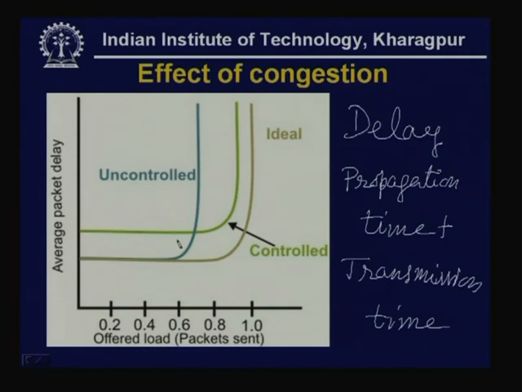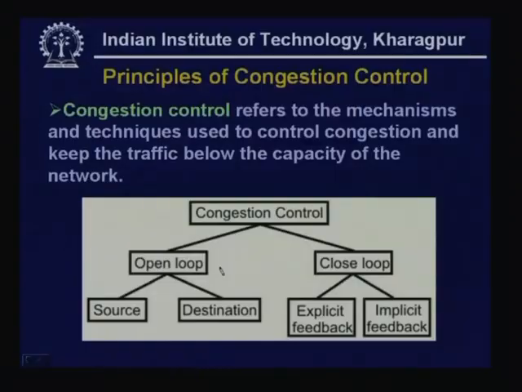So, we see how the delay parameter is affected in three conditions: ideal, uncontrolled, and when congestion control measures are taken, as shown in this curve. We have seen two important effects of congestion, one on throughput, another on delay. Now, let us see what techniques we can use to control congestion.